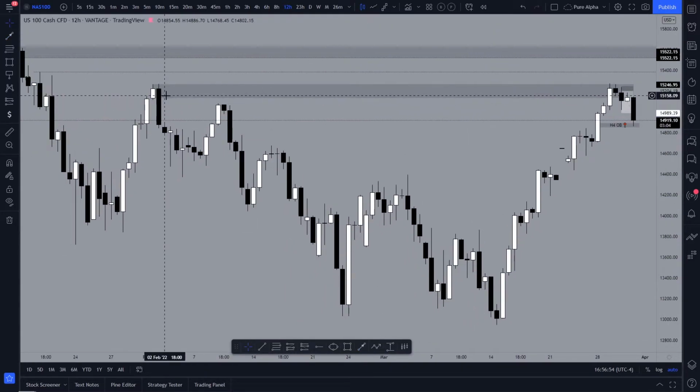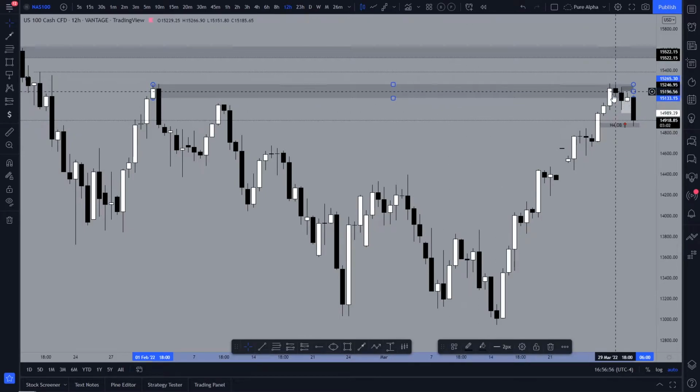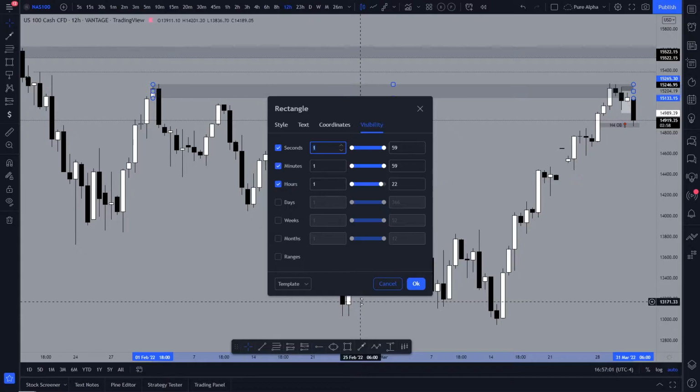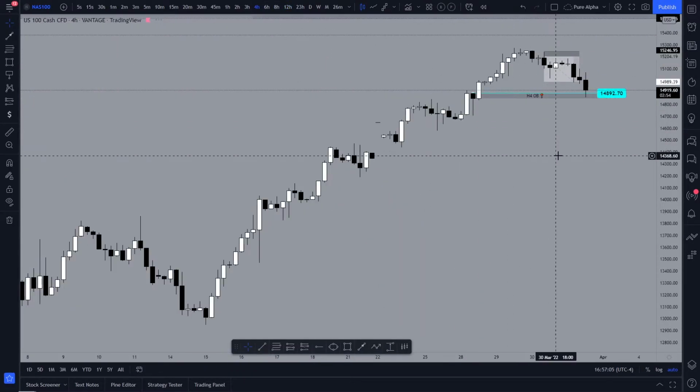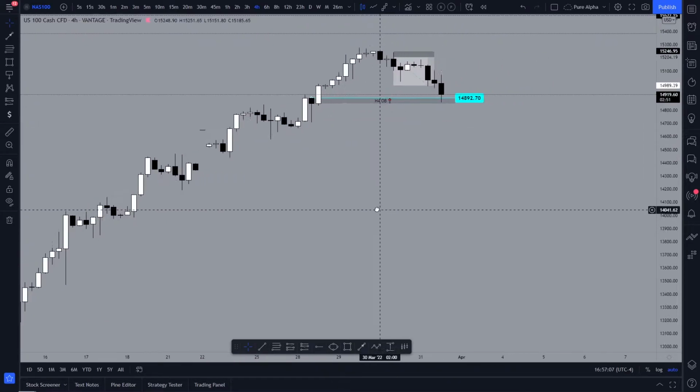So I'm actually going to delete the H12 order block just because I don't like the way it looks on the lower time frames. I could hide it here, but liquidity's taken from it, so we're going to remove that for example's sake. And I'm going to move down here.